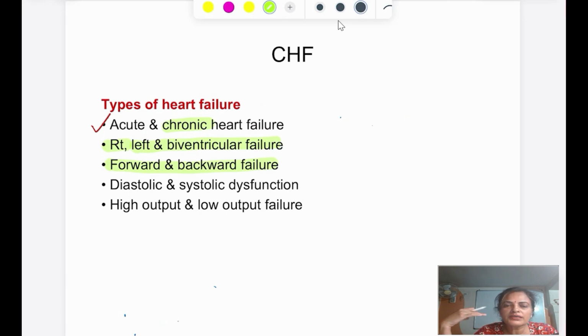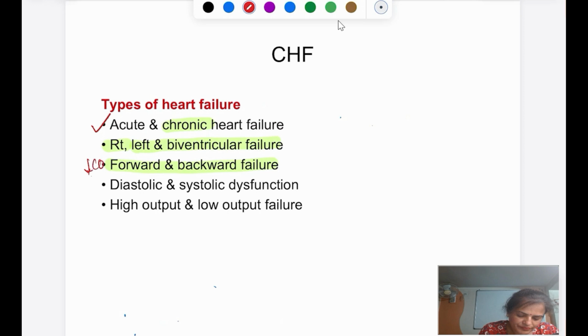Forward failure is where the heart is unable to pump. So cardiac output will be less in forward heart failure. Whereas in backward failure, the blood will accumulate in the heart and ultimately in the veins, and that leads to congestion. If it is on the right side, it causes peripheral congestion and hepatomegaly. If it is on the left side, it causes pulmonary congestion and edema.